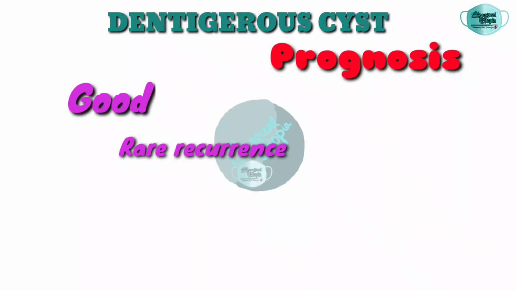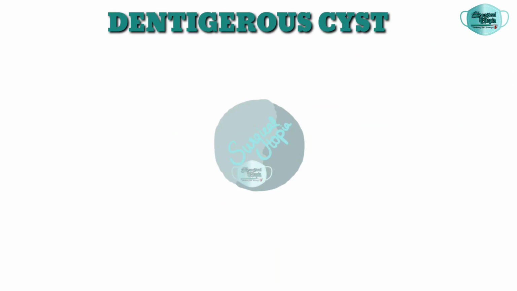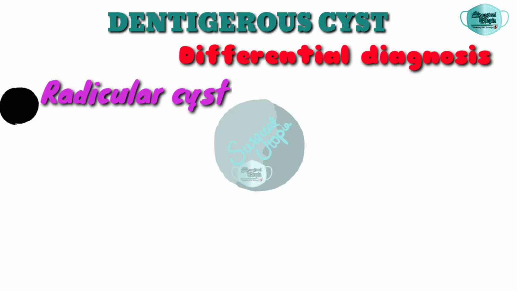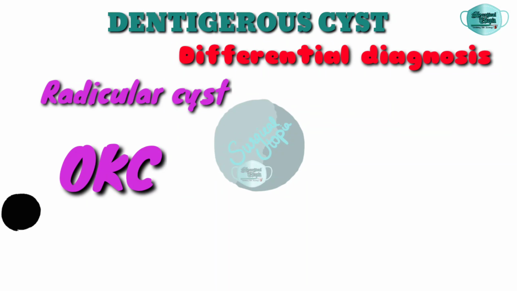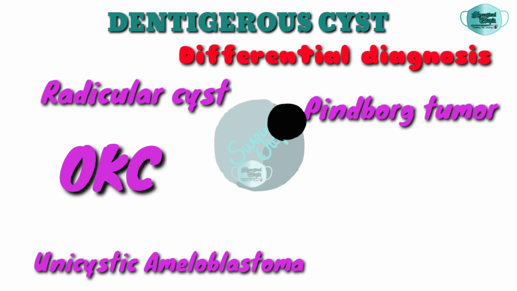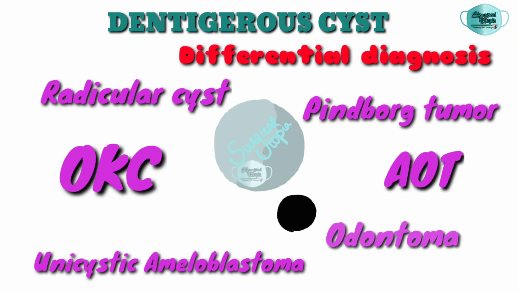Sometimes there is a possibility that neoplastic transformation to an ameloblastoma can be seen, and it is documented that 33% of ameloblastomas arise from the epithelial lining of dentigerous cyst. The differential diagnosis of dentigerous cyst includes radicular cyst, odontogenic keratocyst, unicystic ameloblastoma, Pindborg tumor or calcifying epithelial odontogenic tumor, adenomatoid odontogenic tumor, and odontoma.